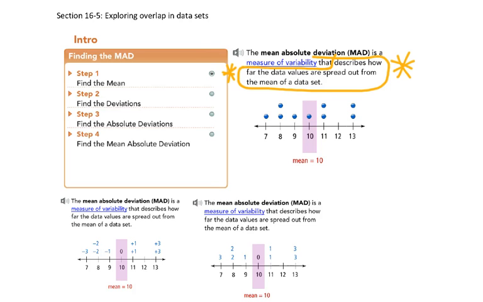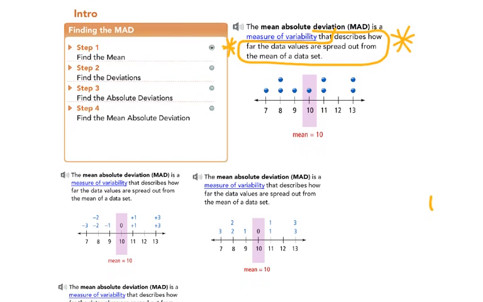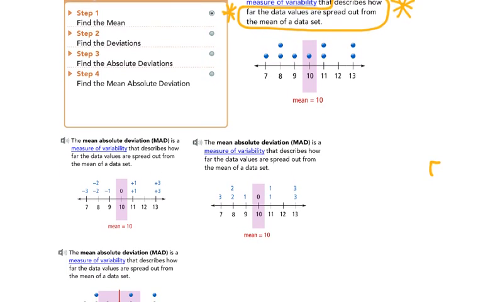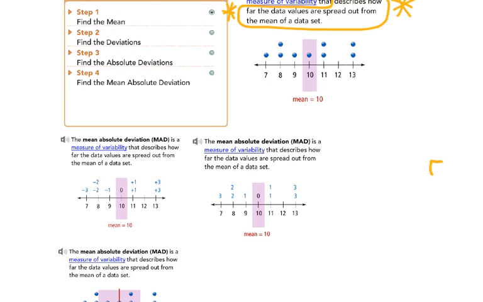So let's talk about how to find the mean absolute deviation. The first step is to find the mean, and we all know how to do that. Add up all the values and divide by however many values we have. Now the second step is described right here. What you need to do is find the deviations. Deviation is how different it is than the mean.